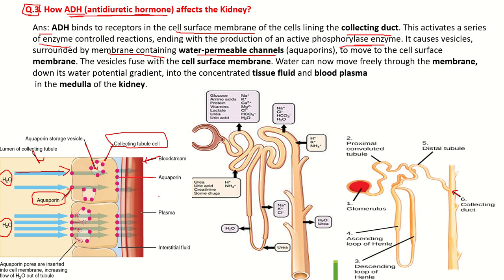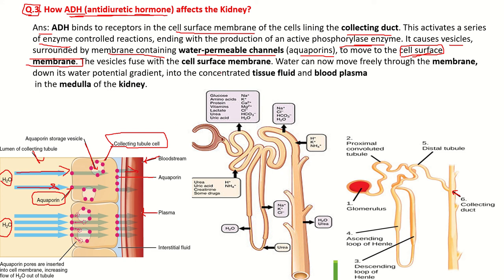First you need to draw and label it. It can help you to understand easily. All right, so what happened next? It causes vesicles surrounded by membrane containing water permeable channels, that is aquaporin, to move to the cell surface membrane. These vesicles fuse with the cell surface membrane, and water can now move freely through the membrane down the water potential gradient. So water comes this way and is passing out.